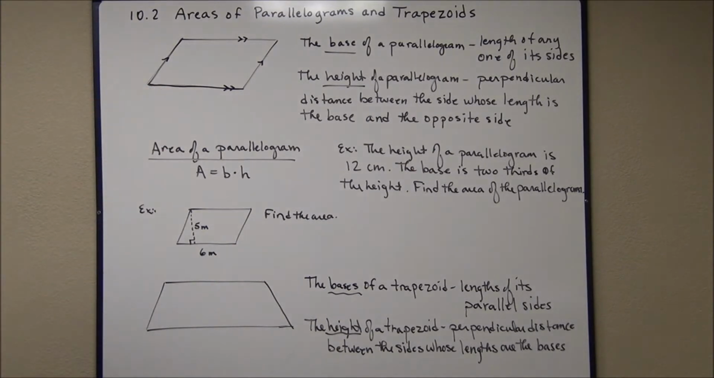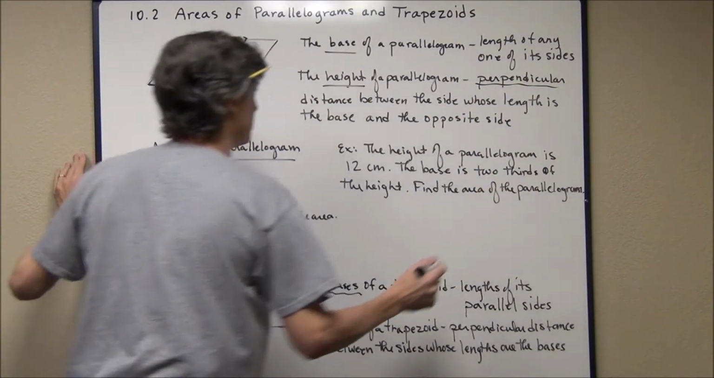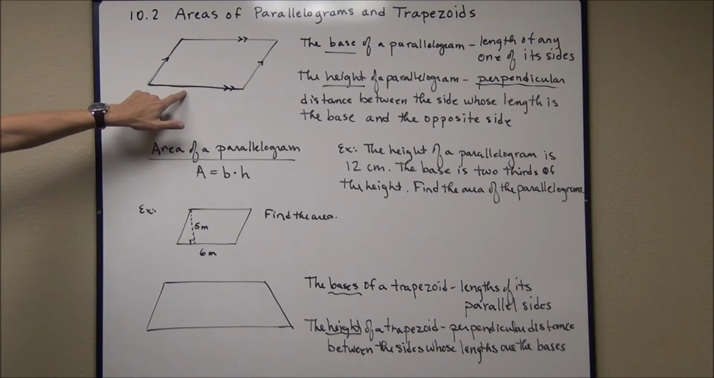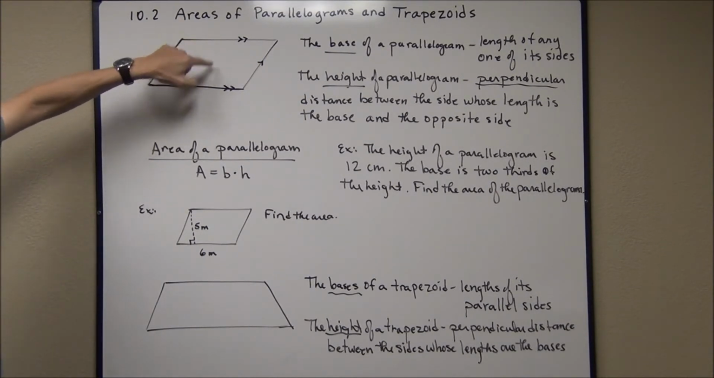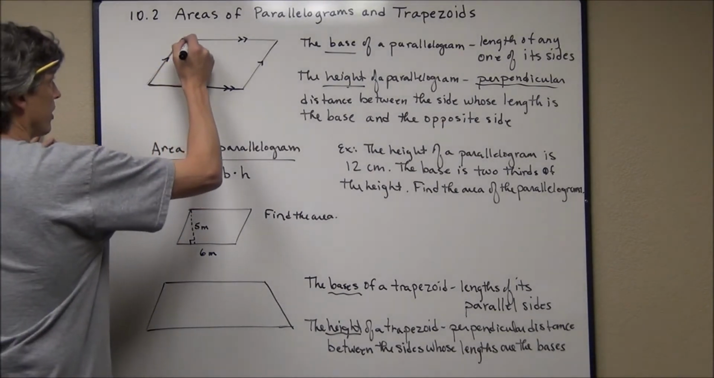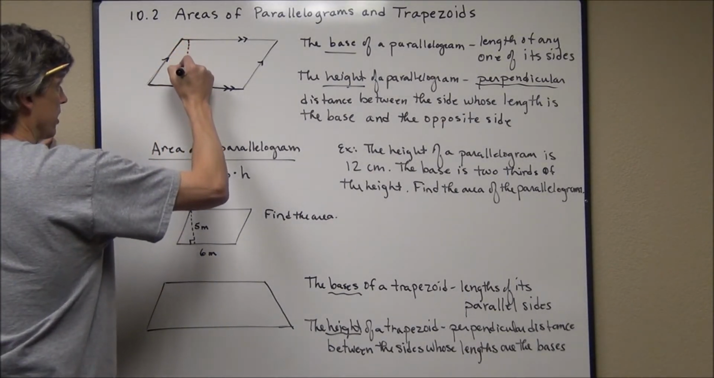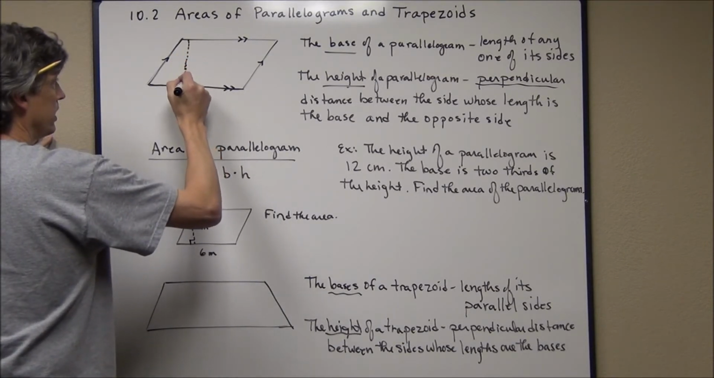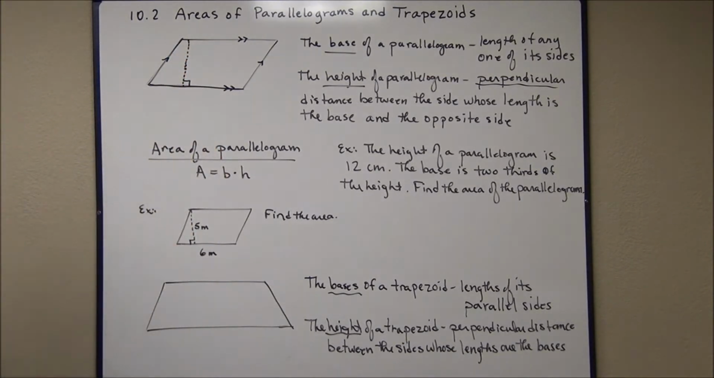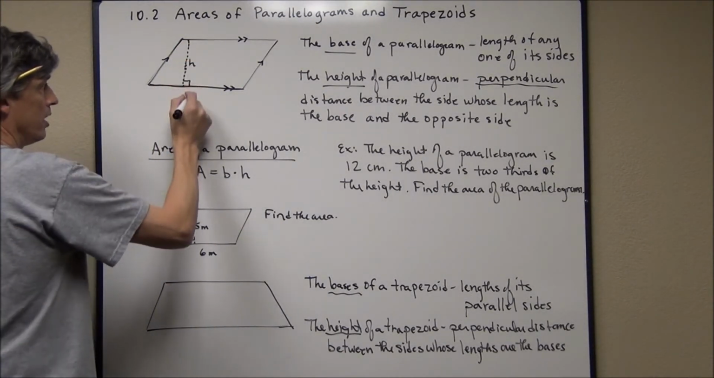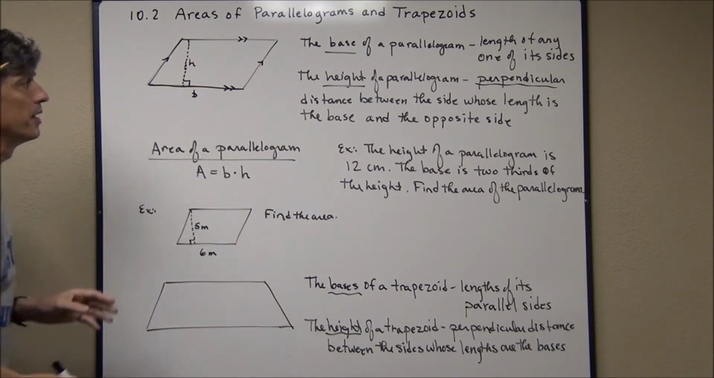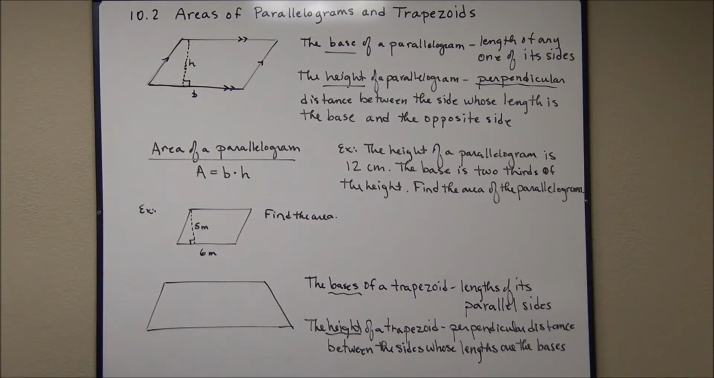The height of a parallelogram is the perpendicular distance, and this is key, perpendicular distance between the side whose length is the base, and in this case, this guy, and the opposite side, which would be this side, the side that's parallel to it. So what I'm going to try to draw here, and I'll just put like a dotted line, is the height. This is what I would call the height right here. This distance here, I'm going to put an H here, I'm going to put a B here for base and for height.